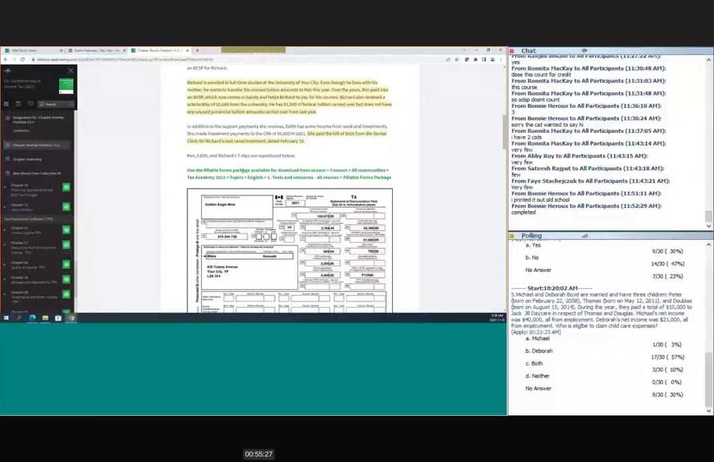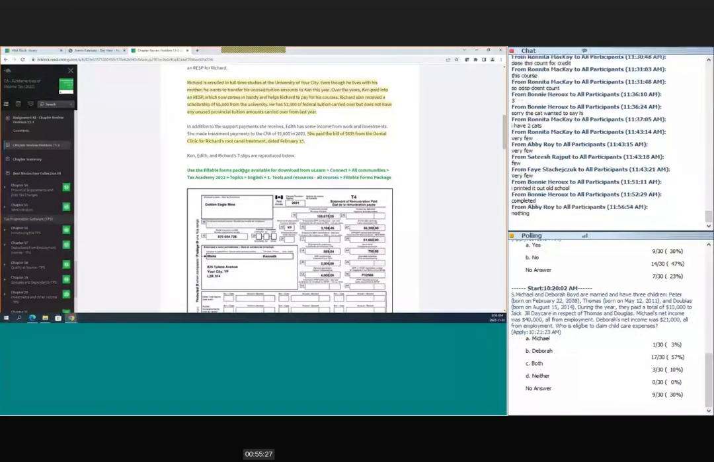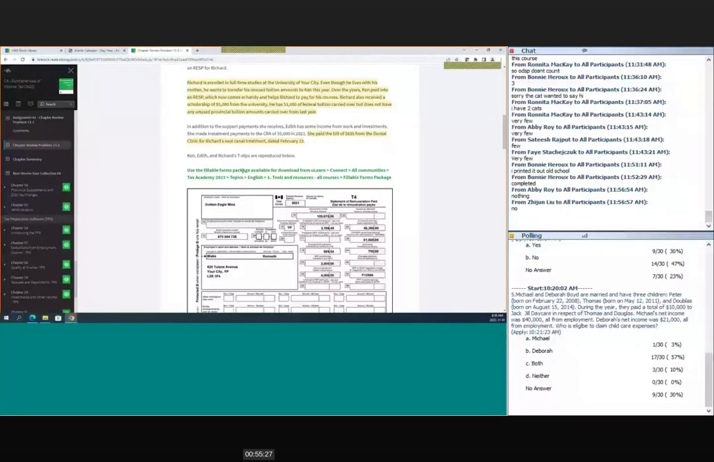So let's look at some of the information here. Richard is enrolled full-time. He received a scholarship of $5,000 from the university. How are we going to report this on Richard's tax return? Nothing, exactly. He is in a qualified program. He's full-time. He doesn't report it. You don't put it on the tax return. All right, another comment here. Why do you think Edith is paying installment payments to the CRA? Why isn't there enough tax withheld from her T4?